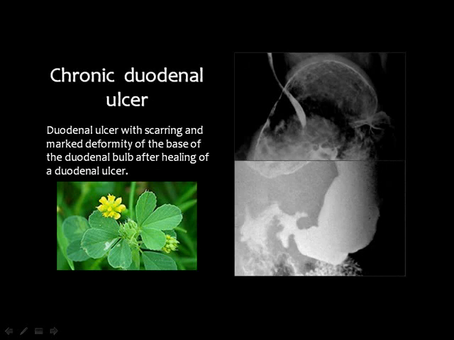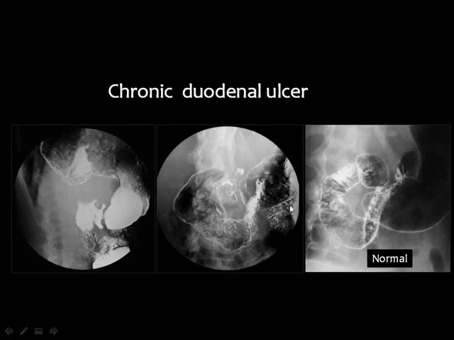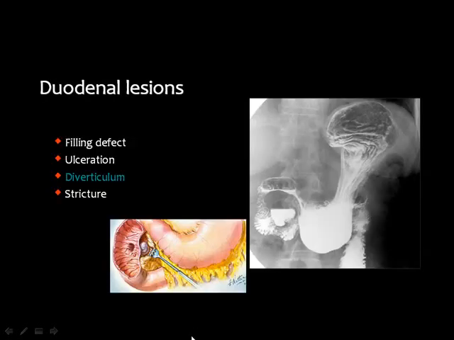And the chronic ulcer will appear like this trifoil configuration due to cicatrization and fibrosis of the duodenal cap, giving the typical configuration of this leaf. Then this is a chronic duodenal ulcer compared with the normal duodenal cap, and you can see the classic trifoil configuration of the duodenal bulb.